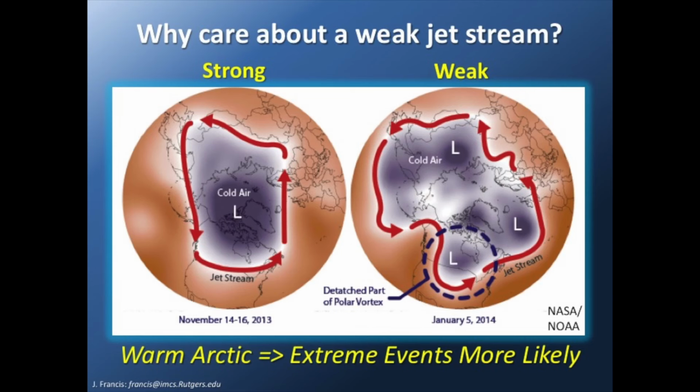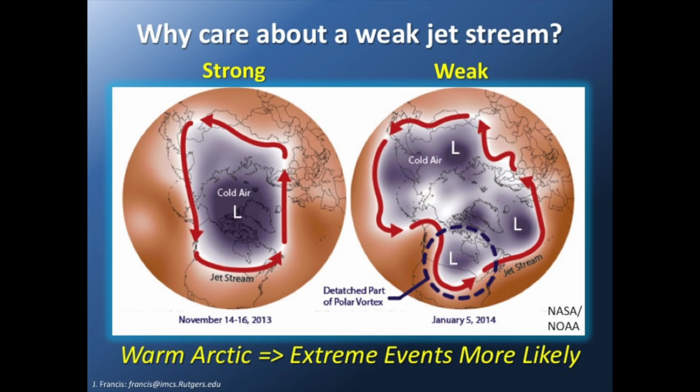Now, if we look at just a couple of examples of what it looks like when the jet stream is consolidated, when the Arctic is very cold, on the left here you see a big pool of cold air over the Arctic. The jet stream, shown by those red arrows there, tends to be relatively straight as it travels around the northern hemisphere.